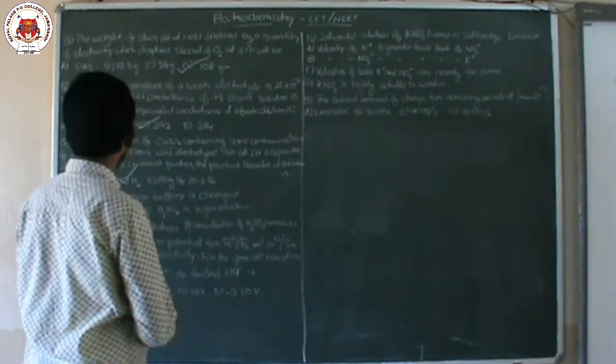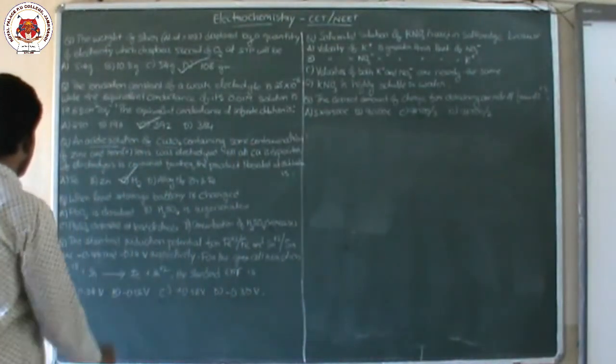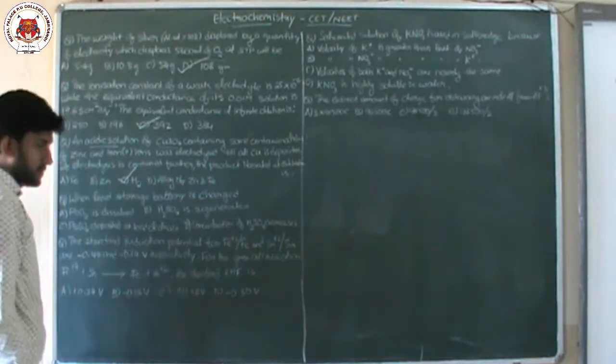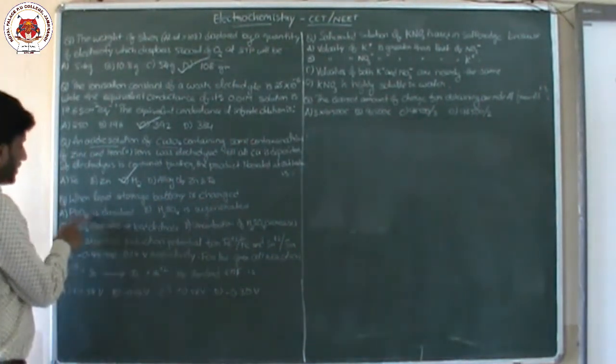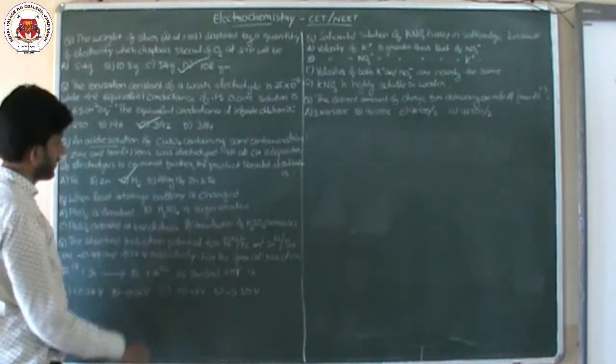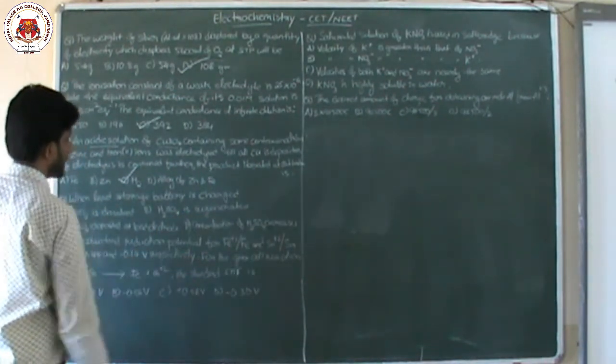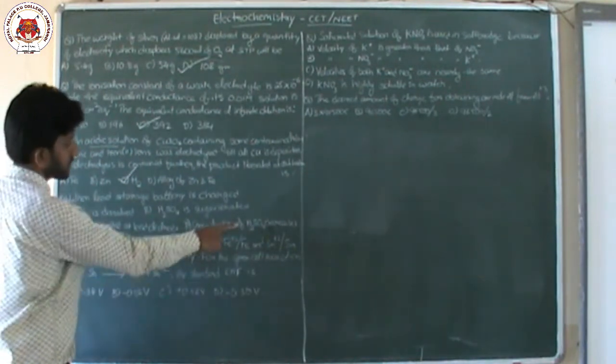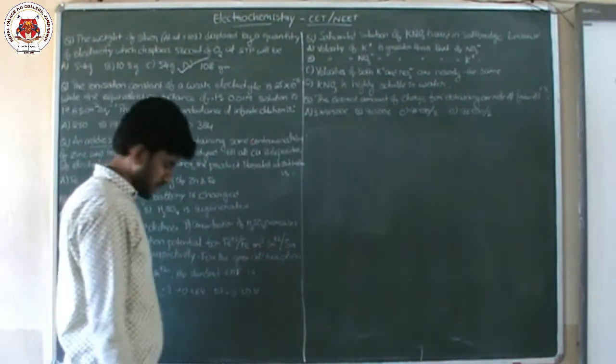Next question. When lead storage battery is charged, what will happen? PbO2 is dissolved, H2SO4 regenerated, PbSO4 deposited at the lead electrode, concentration of H2SO4 decreases.